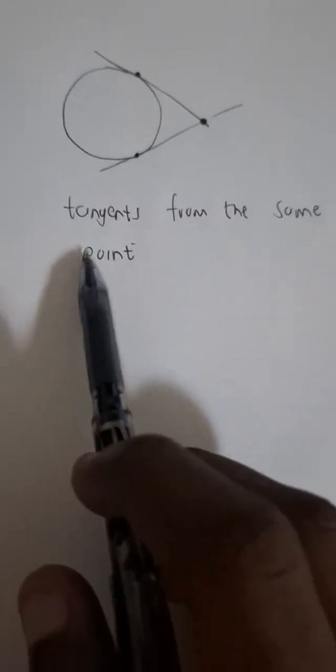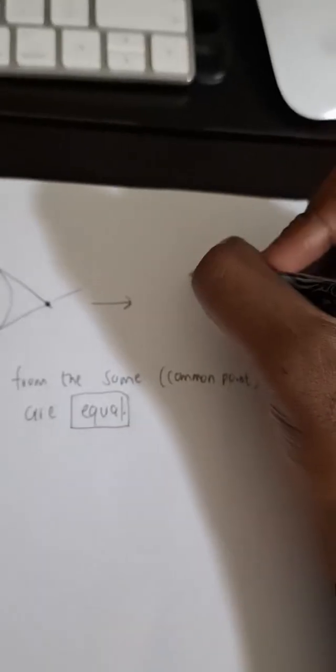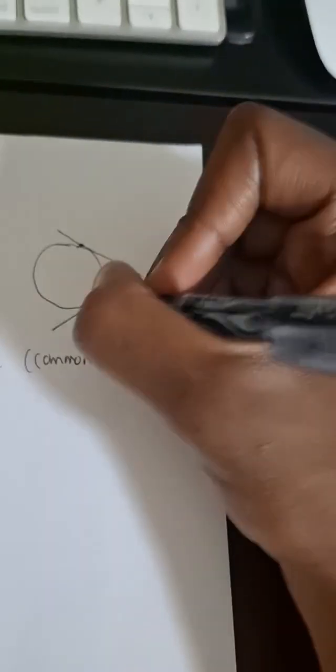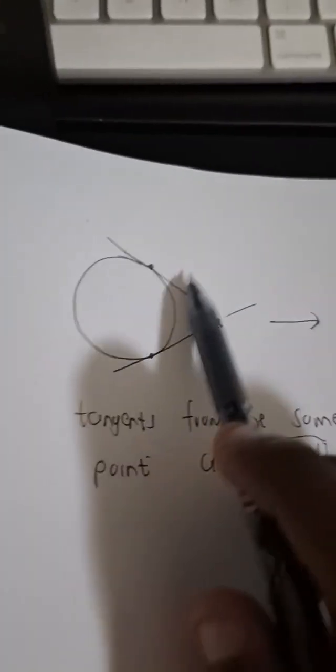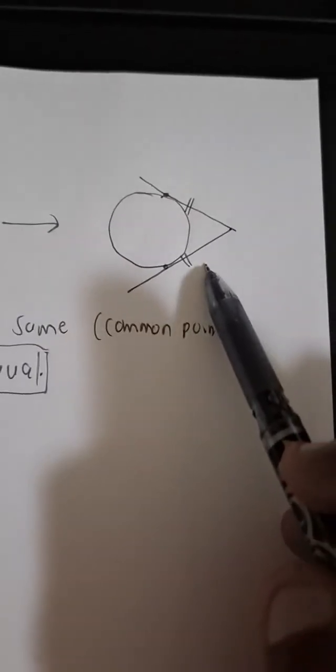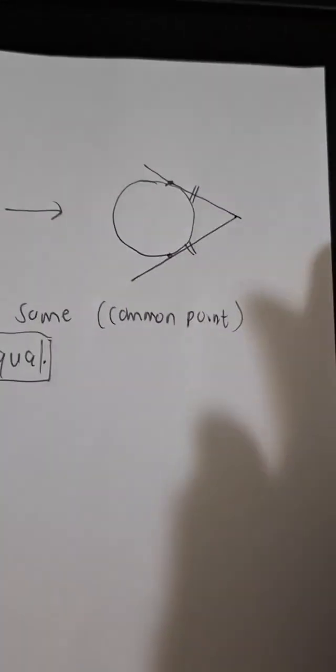So what does the theorem say? It says tangents from the same or common point are equal. That is what the theorem states. So what is the result of tangents from the same point? And that is the critical point here. The result is that those tangents are equal. So that is the result, guys. This is what you would see in the diagram. You'd see two tangents coming from the same point, and then your conclusion would be the tangents from the same point are equal. All right.